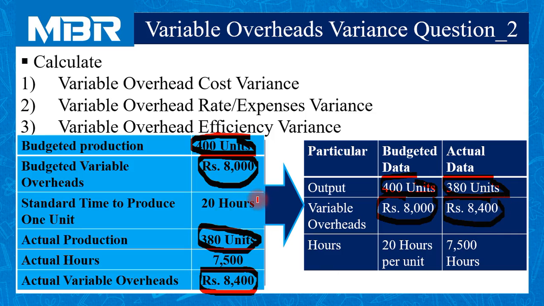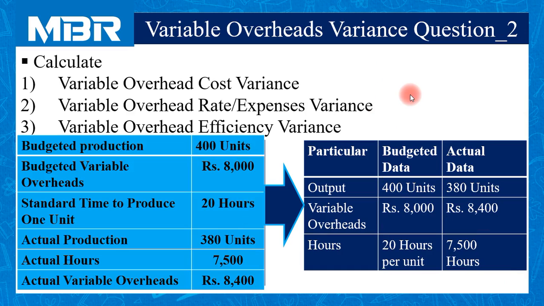Same way, standard time to produce 1 unit is 20 hours. So in the budgeted data, we have mentioned that we need 20 hours to produce 1 unit of output. And total time taken by us for the production is 7,500 hours. So in this way, we need to convert our statements into tabulated form, so that it is very easy for us to answer all the questions carefully.